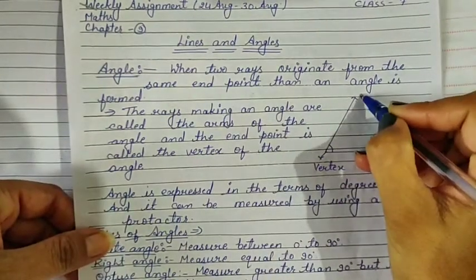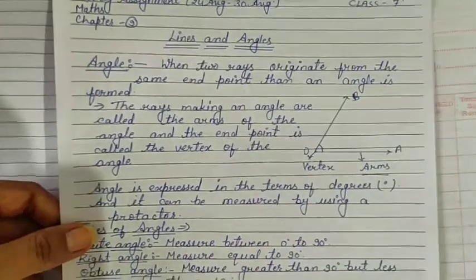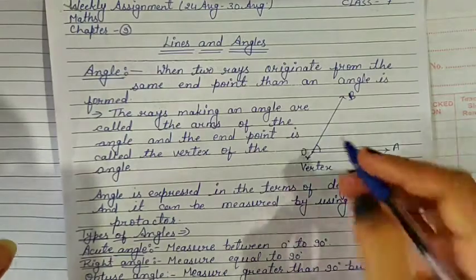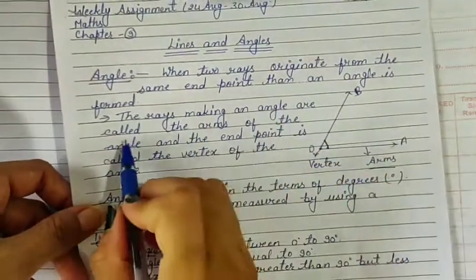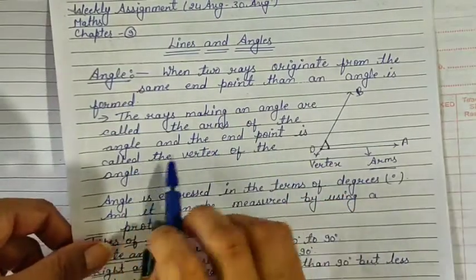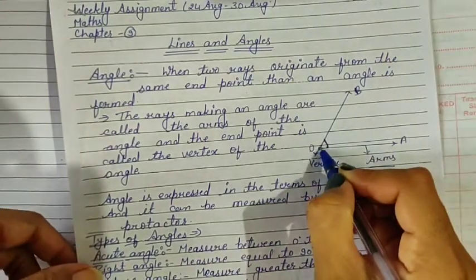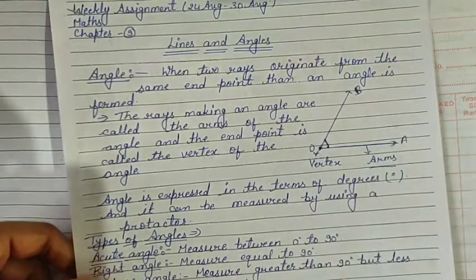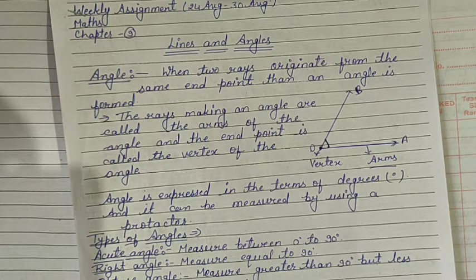For example, these are two rays OB and OA. These originate from the same endpoint O, and then an angle is formed. The rays making an angle are called the arms of the angle, and the endpoint is called the vertex of the angle. Okay friends, when two rays originate from the same endpoint, then an angle is formed.